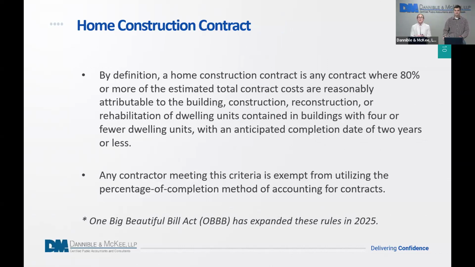The first exception is the home construction contract. What that is, it's a contract where 80% or more of the estimated total costs are reasonably attributable to the building, construction, reconstruction, or rehabilitation of dwelling units. And it specifically was related to buildings with 4 or fewer dwelling units with an anticipated completion date of 2 years or less. Any contractor meeting this criteria was exempt from utilizing the percentage of completion method for accounting for those contracts. And again, that has been changed under the One Big Beautiful Bill Act.